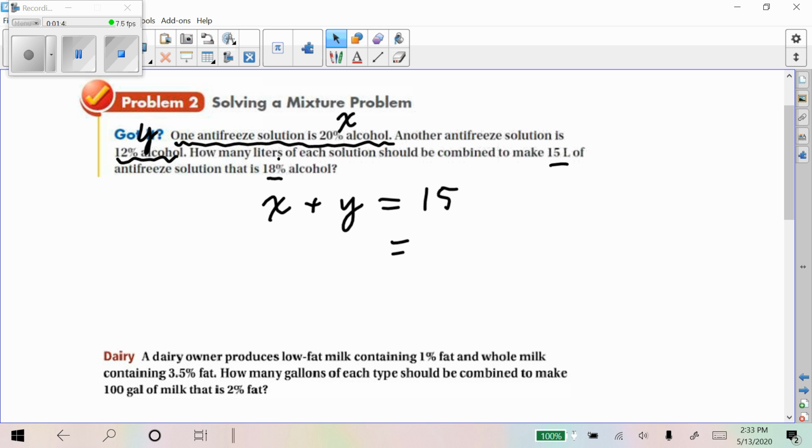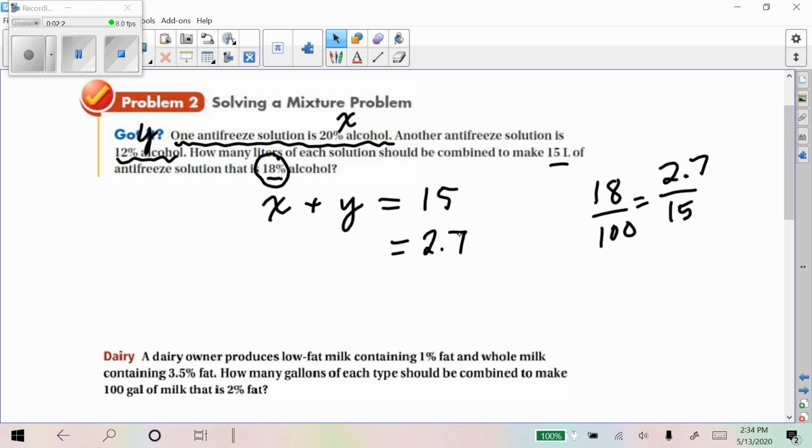Now in our second one, and here's the important part, we're going to measure the alcohol content. In the end, we want 18% of the solution to be alcohol. So 18%. Now I'm going to go back to our percent days. 18% of our 15, so we've got to first figure that out. And that equals 2.7. So 2.7 out of our 15 liters will be alcohol in that mixture. So I'm going to put that right here: 2.7.